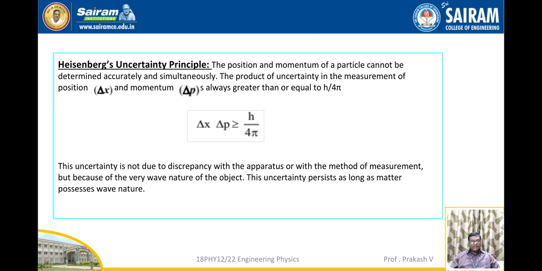This uncertainty is not due to any discrepancy with the apparatus or with the method of measurement, but because of the wave nature of the object. This uncertainty persists as long as matter possesses wave nature.